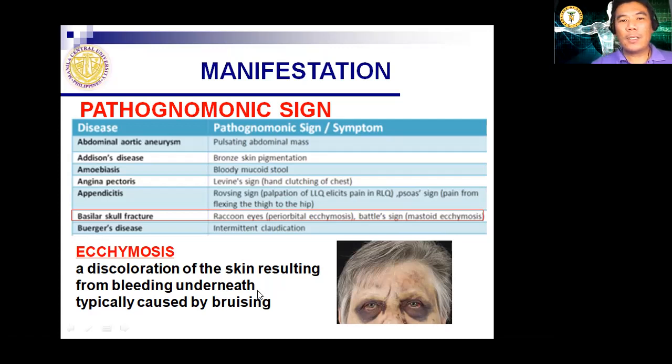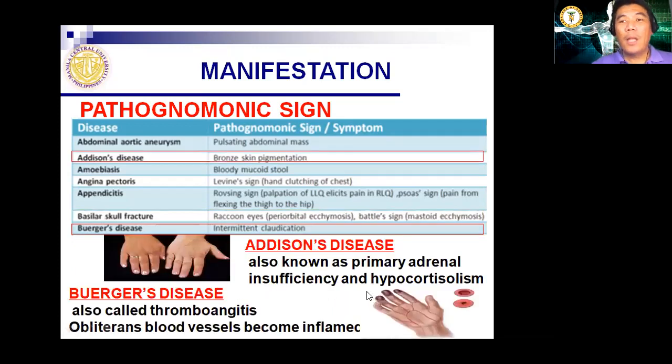For Buerger's disease, what do you mean by Buerger's disease? I'll just go back to the other slide. Buerger's disease is also called thromboangiitis obliterans. Its description is mainly because of inflammation of the blood vessels. If there will be inflammation of the blood vessels, there will be claudication. This is the claudication that we are referring to, and it is intermittent.